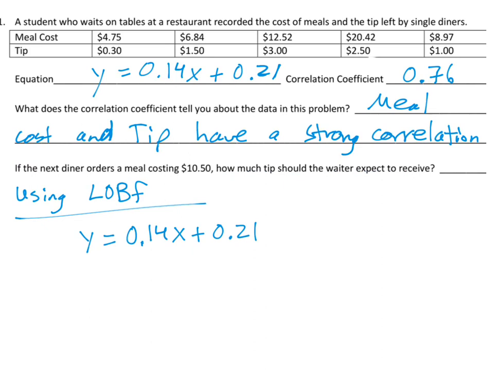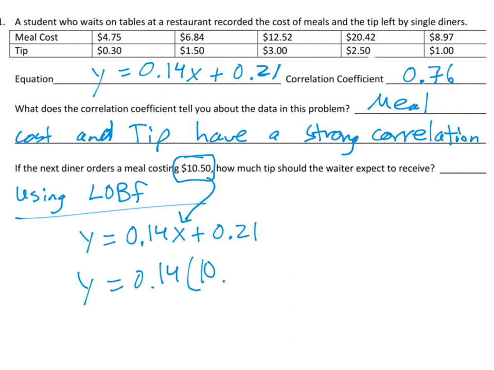Well, you need to know where this $10.50 goes in our equation. We're going to plug it in and solve for the other variable. So meal cost is $10.50. Is that an x or a y value? Well, that's going to be an x value, right? We said this first row is our x's, so meal cost, $10.50, is going to be our x value.